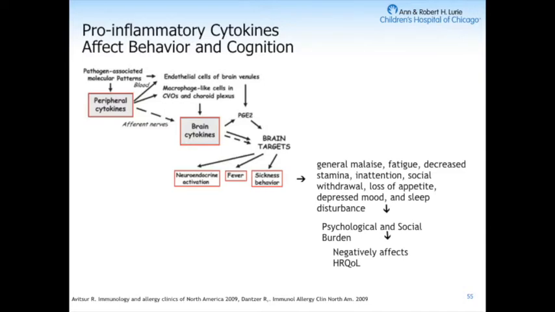We know that pro-inflammatory cytokines also affect behavior and cognition. So having a chronic disease can affect how your kid does at school as well, because it can cause fatigue, decreased stamina, inattention, a little social withdrawal. So all these things are so important in the school setting.